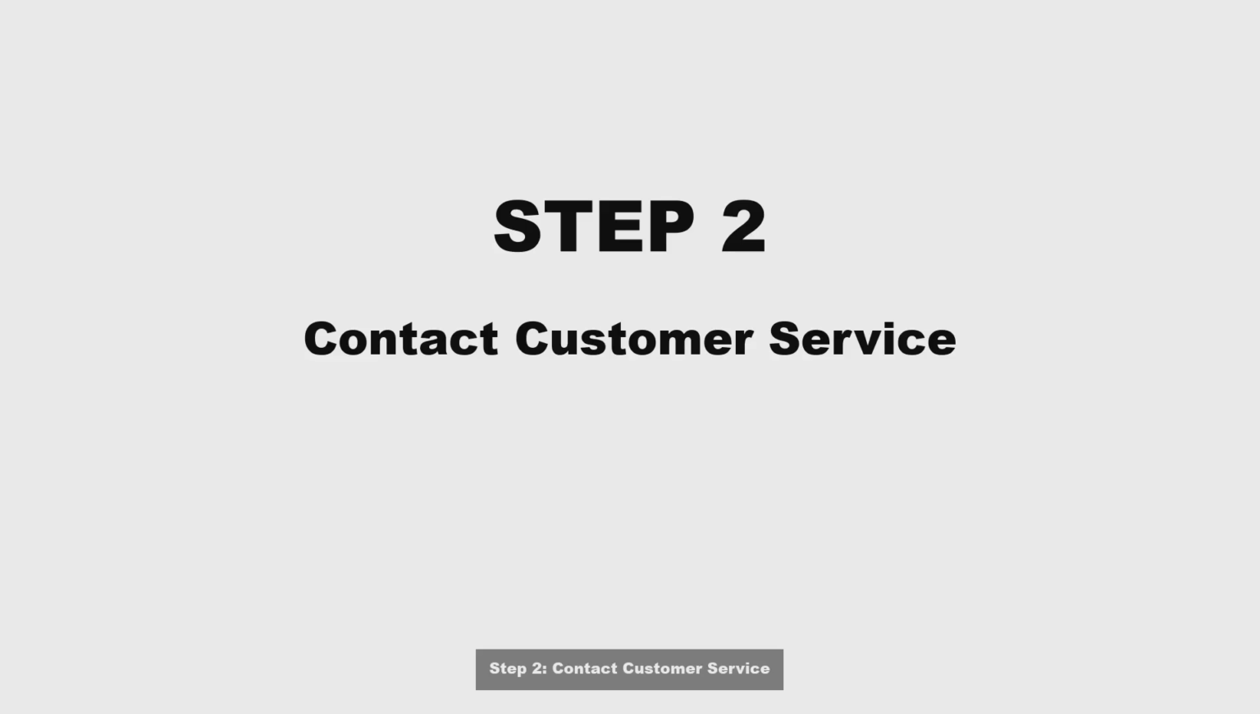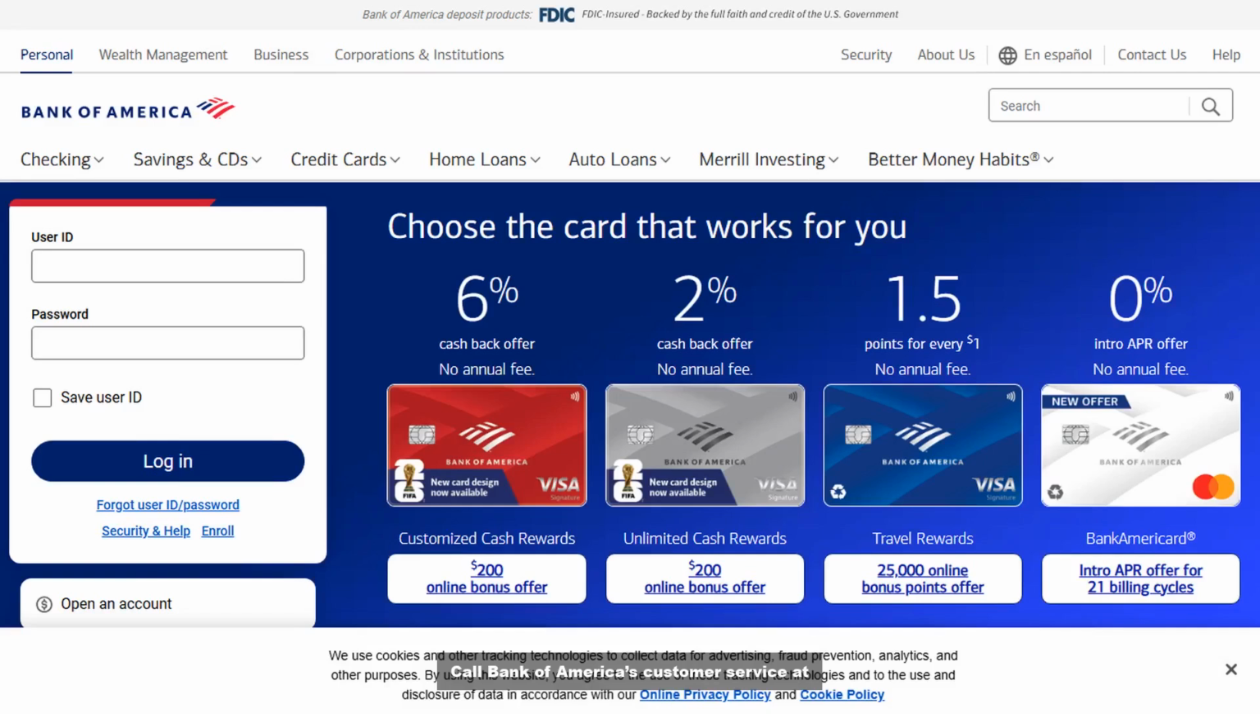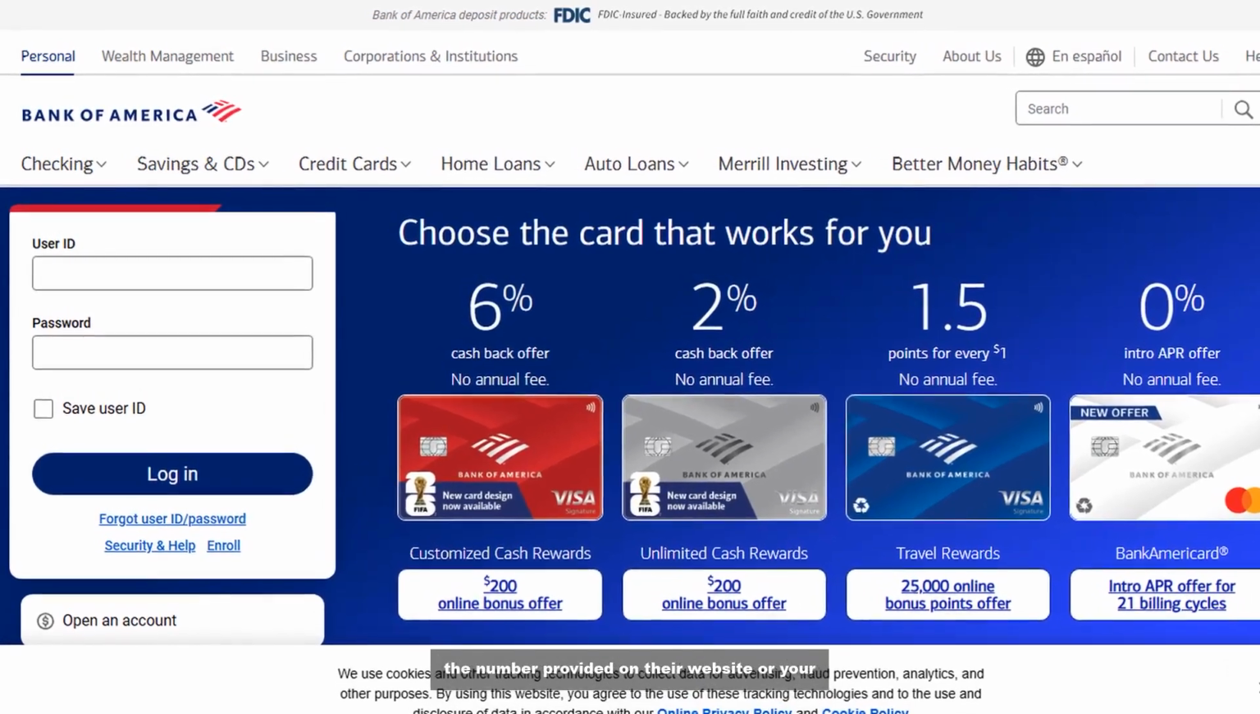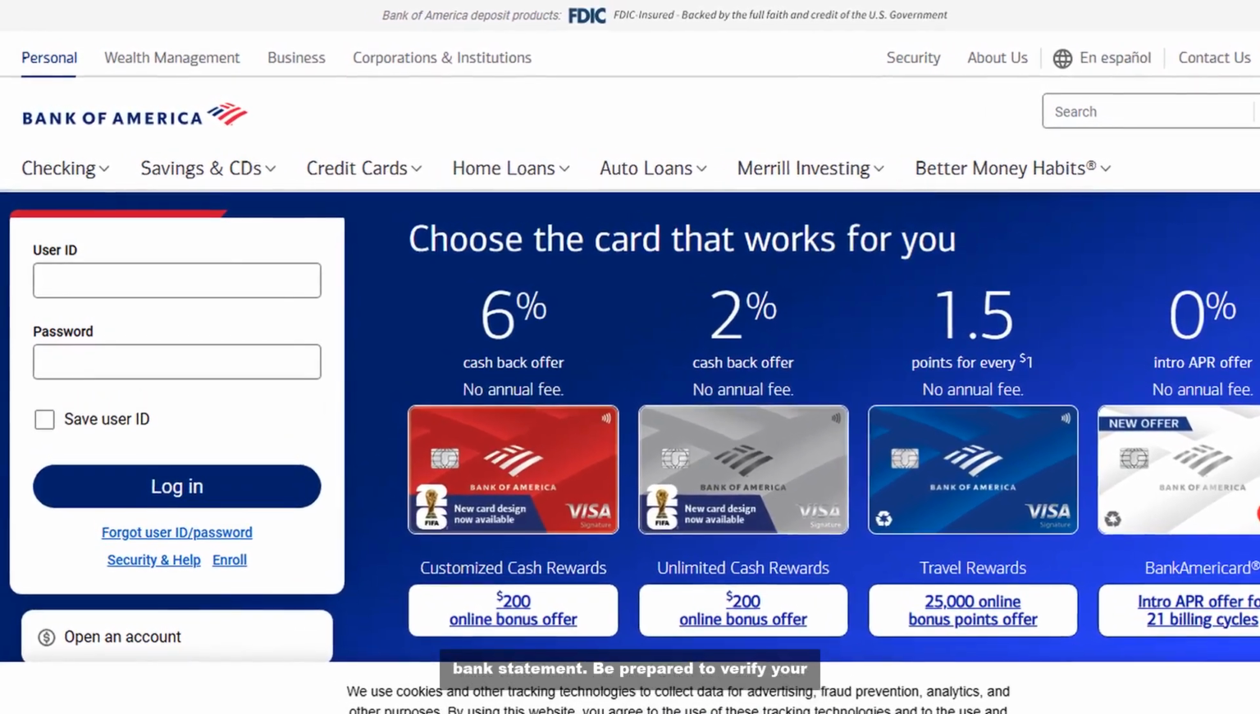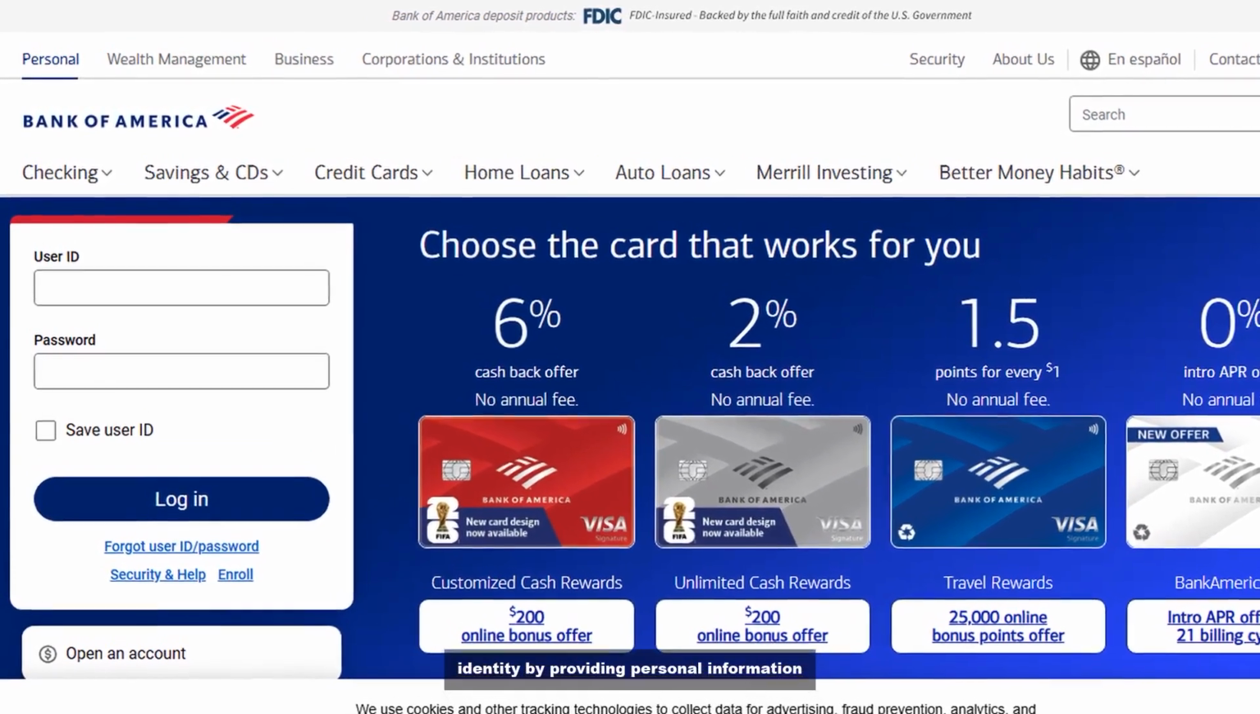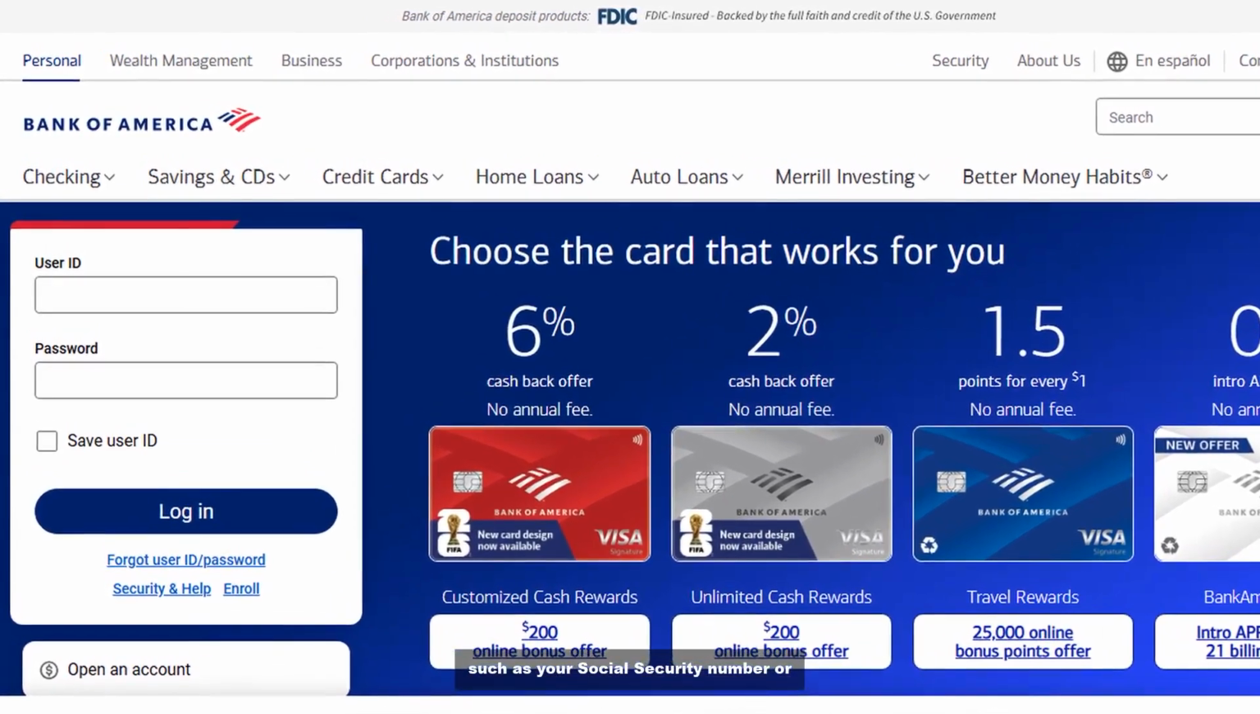Step 2. Contact customer service. Call Bank of America's customer service at the number provided on their website or your bank statement. Be prepared to verify your identity by providing personal information such as your social security number or account details.